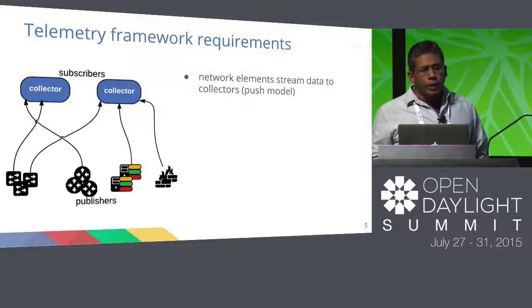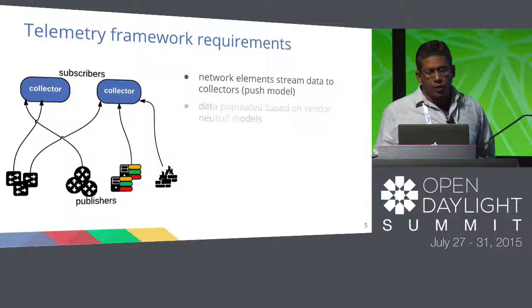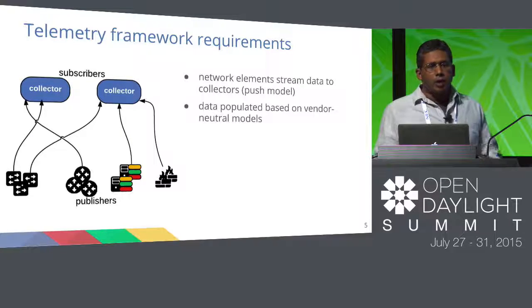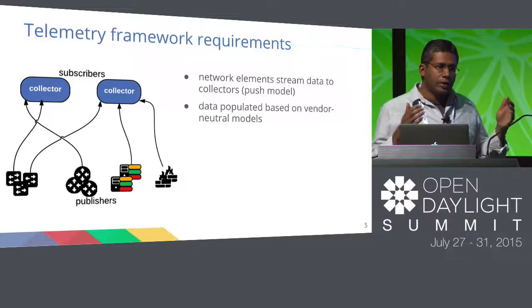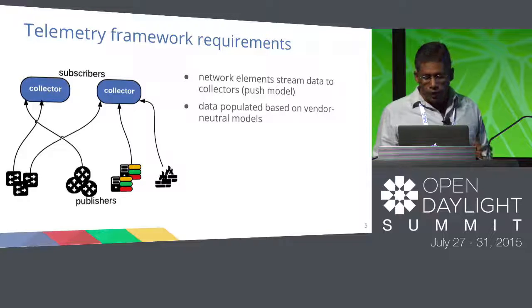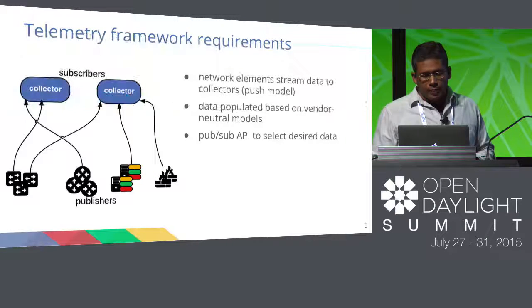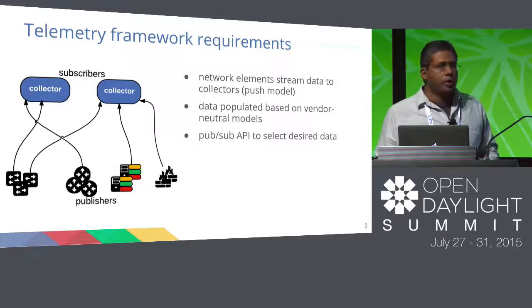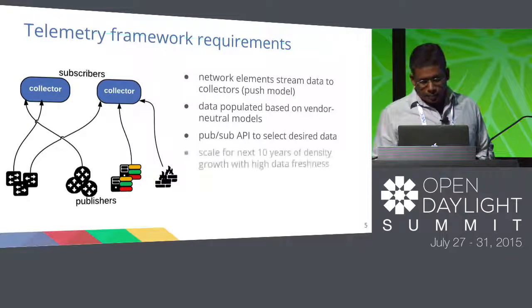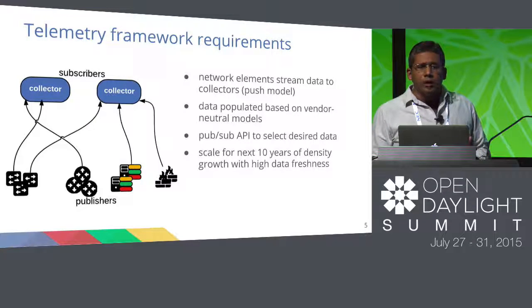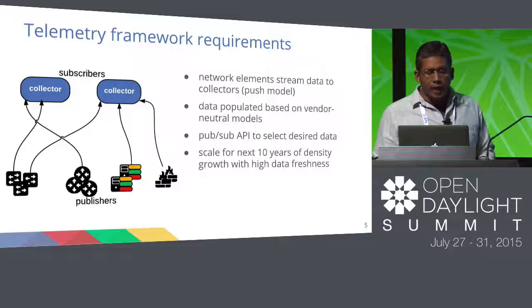So in this model, network elements essentially push or stream data to collectors that you can see distributed in the network here. The data doesn't come across in some proprietary format. It's populated into a model that is common and vendor neutral, right? So I can get the same data from all my devices regardless of which vendor is actually sending the data. It has the notion of publish and subscribe, so I can filter data that I don't care about, and I can subscribe to specific data that I want, maybe at a frequency that I can specify. And as I mentioned before, we need a system that can scale with the next 10 years of density growth.